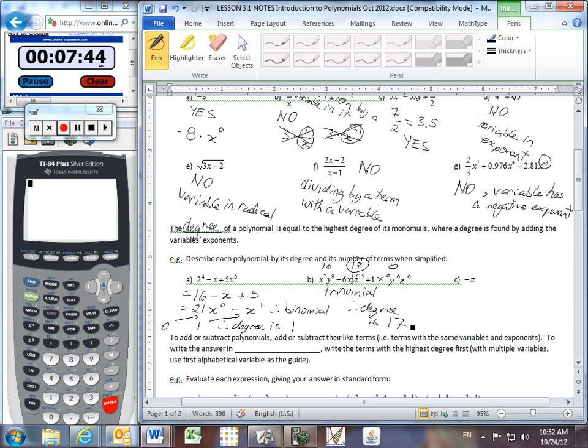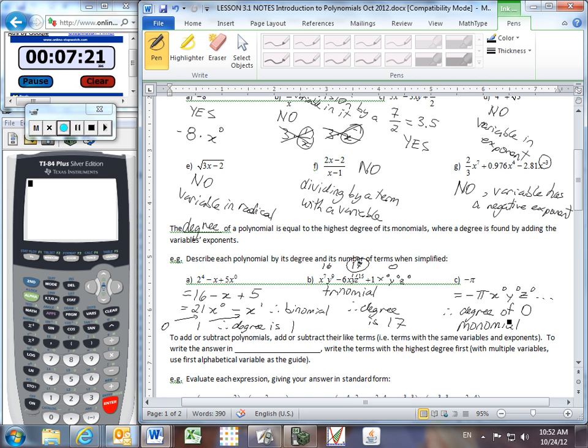And part C, negative pi, we can express if we wanted as negative pi times x to the 0, y to the 0, z to the 0, and so on. But clearly, it's only the exponents of the variables that we're interested in, and when you sum all of those up, we end up having a degree of 0. And because it's a single term, we call it a monomial.